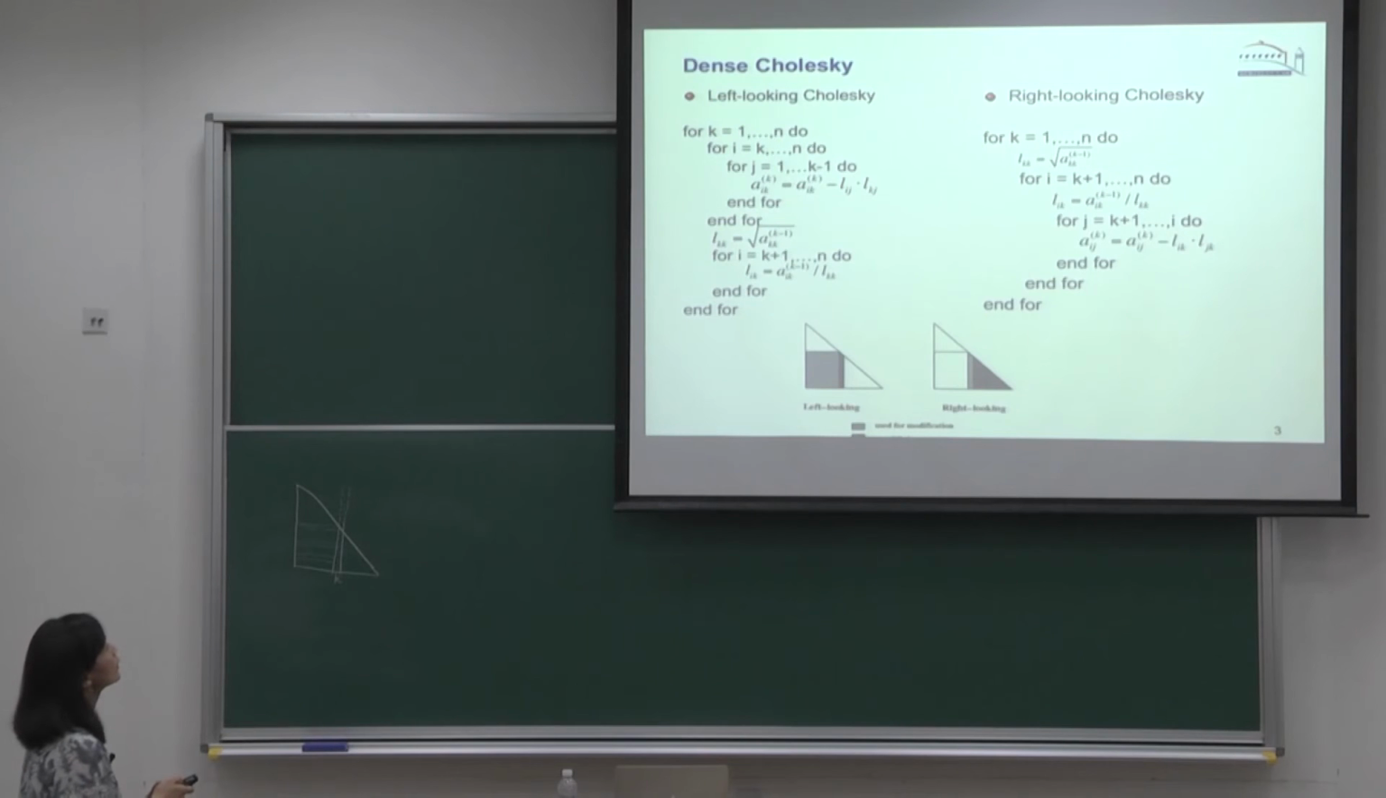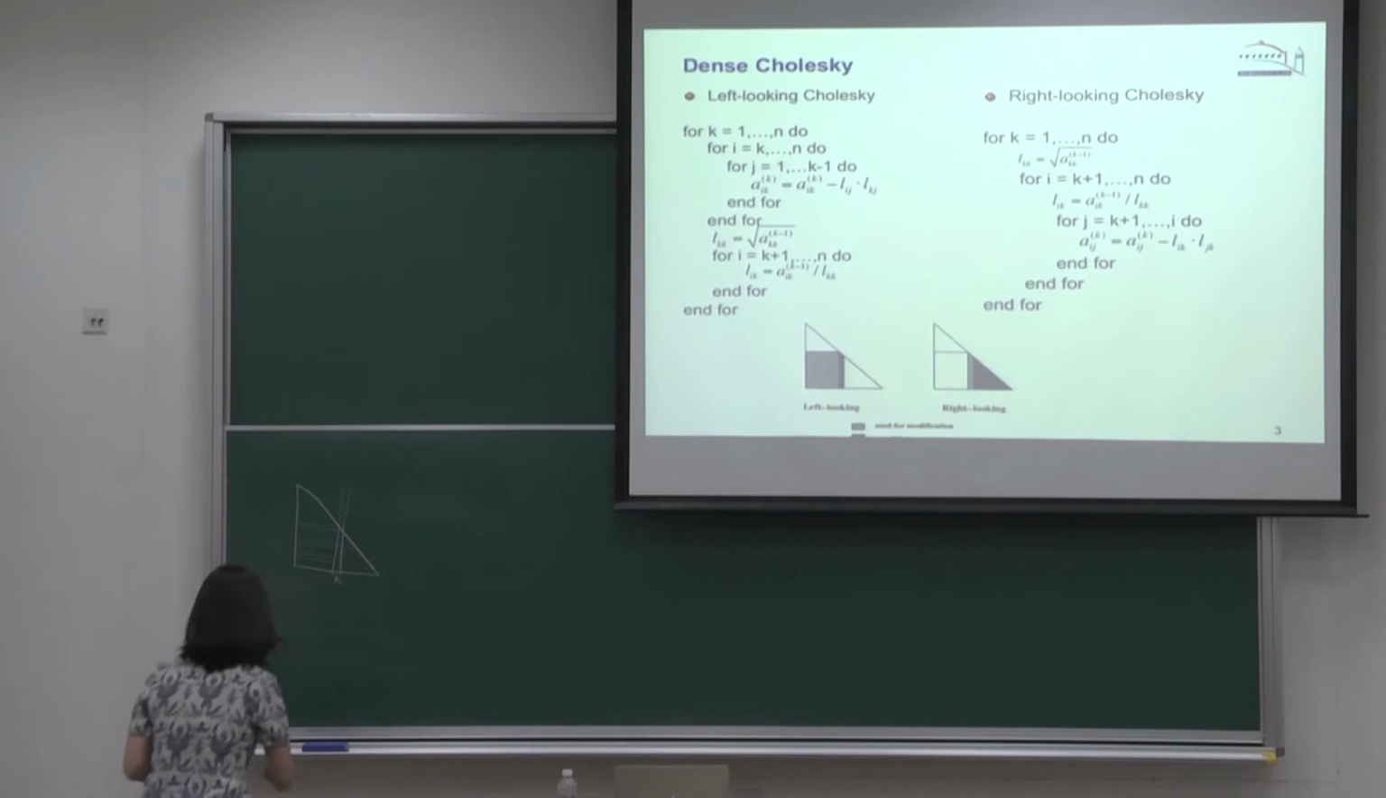And the right-looking is different. So right-looking is at each column, I will do the scaling here. I'll do the diagonal, take the square root, and then I do the scaling of the column. Then I need to take the whole column and symmetrically the whole row to update into here.